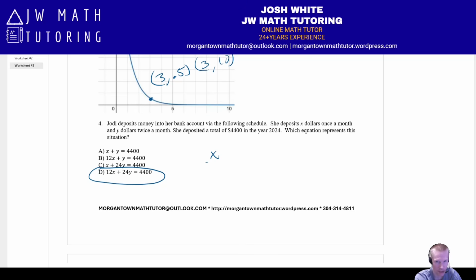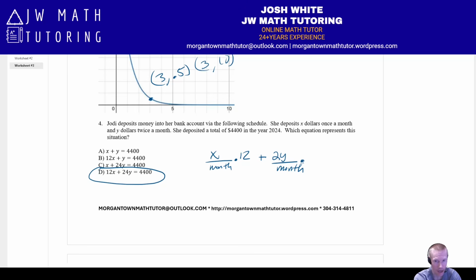Okay, she puts in X dollars per month, right? Once a month, 1 X dollars per month. And then over a year, how much would she have contributed? Well, X dollars per month times 12 months. Then she puts in Y dollars twice a month. Really, the way to think about this is she puts in 2Y dollars per 1 month, right? Because she does it twice. So the total at the end of the month is 2 times Y.